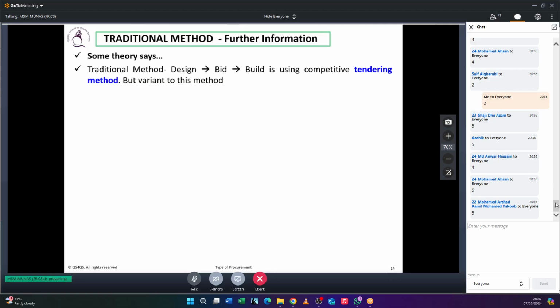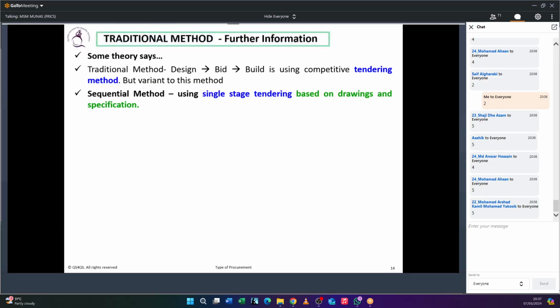So we have the five methodologies. Let us understand the traditional method. We have design-bid-build. There is a theory that says it is a sequential method. If you are using single stage selective tender based on the drawings and specification. Now, if you remember the theory carefully, what is single stage tendering? Is it a type of tendering method?